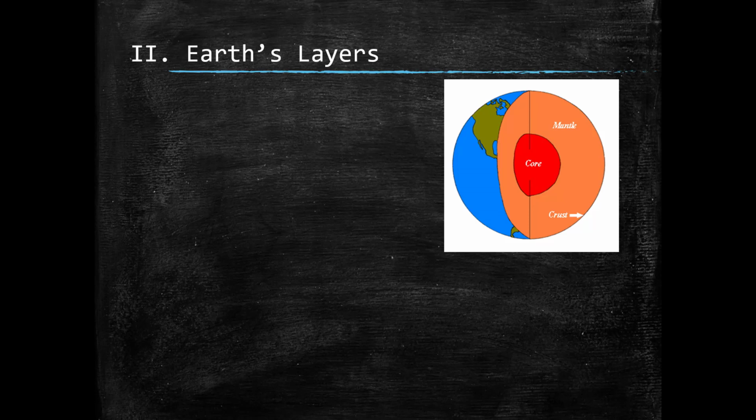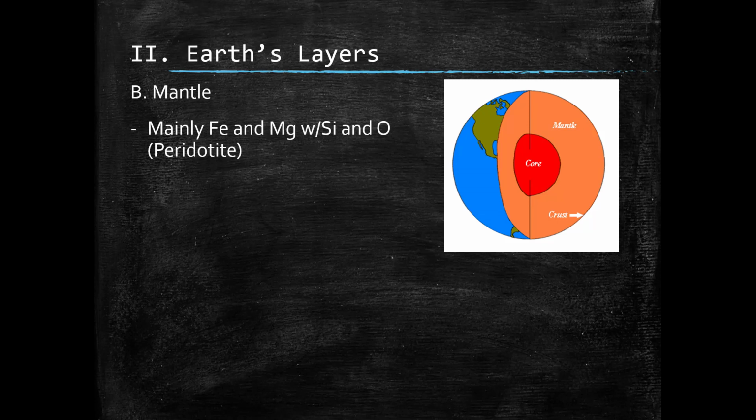Going a little bit deeper to the layer that comprises about 80% of the Earth by volume is the mantle. Samples of the mantle that have been collected are a mixture of iron, magnesium, and smaller amounts of silicon and oxygen. The primary rock type in the mantle is a rock called peridotite. Peridotite is very similar. It's primarily olivine.